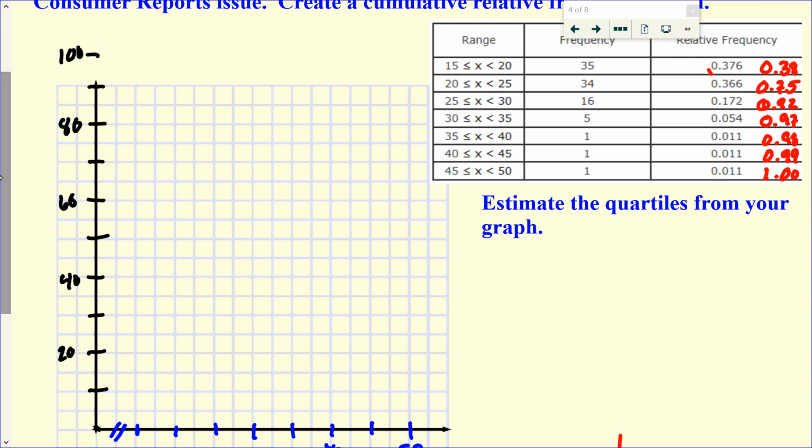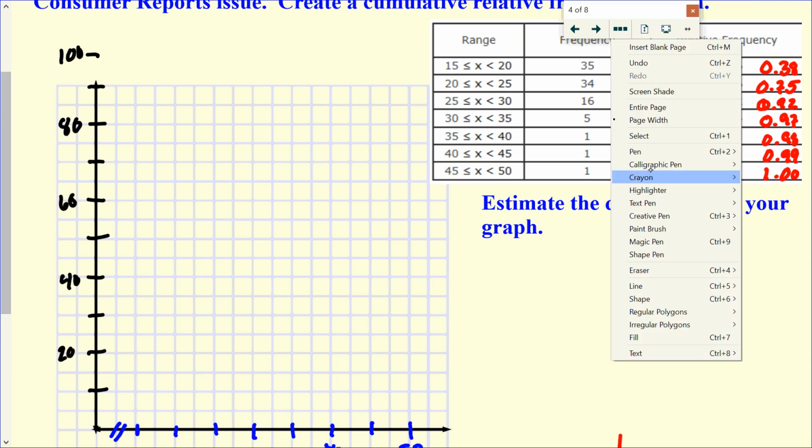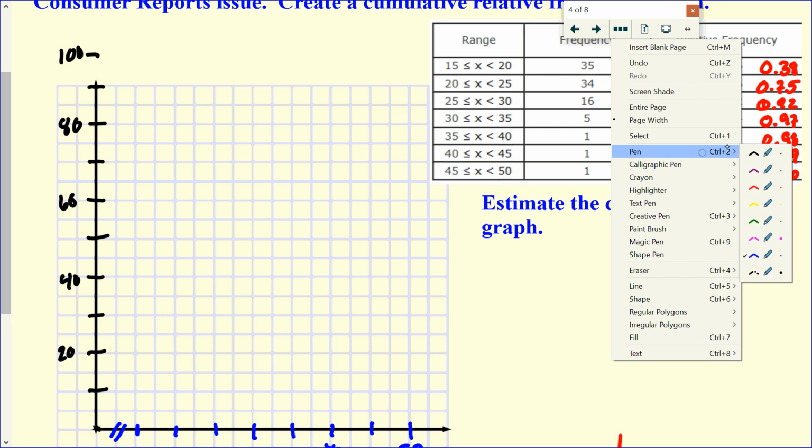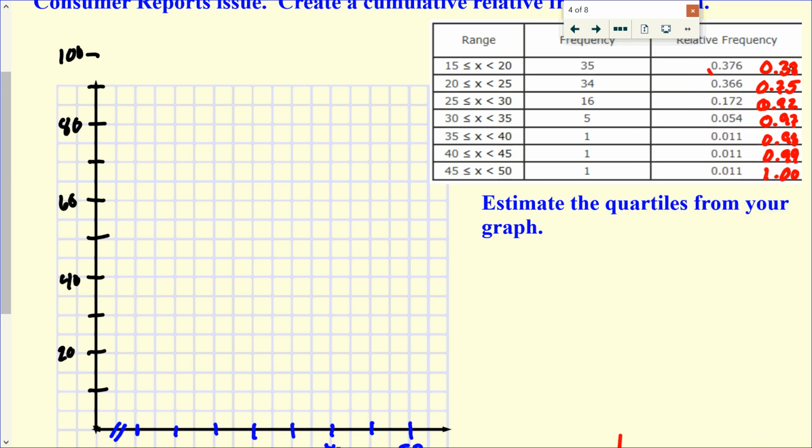All right, so the first one's about 38. I'm going to go back to red for my points. Oops, I did that wrong. The left edge is at 15, so 15 is at 0. 20 is at 38. 25 is at 75. So this one's jumping up really fast.